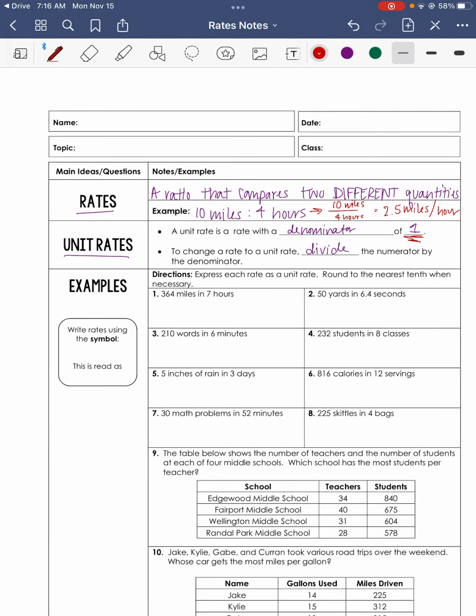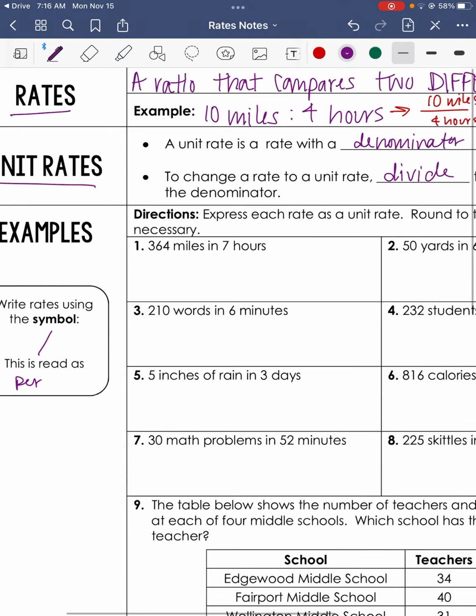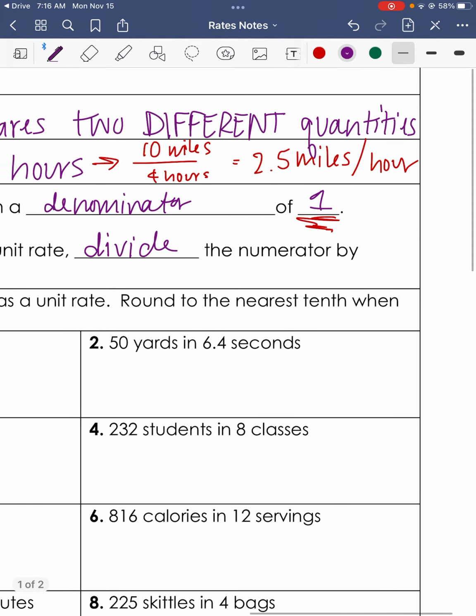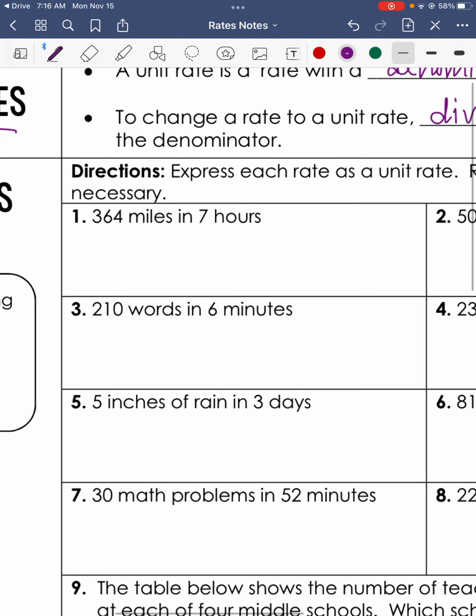Okay, I think we need to fill this in over here. Write rates using the symbol backslash. This is read as "per." So just like in our example up here, 2.5 miles per hour. That's how we read that. So let's get started on some of these practice problems.